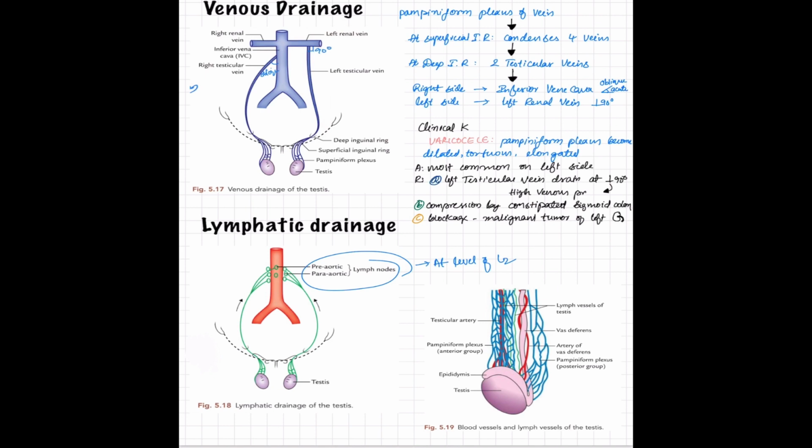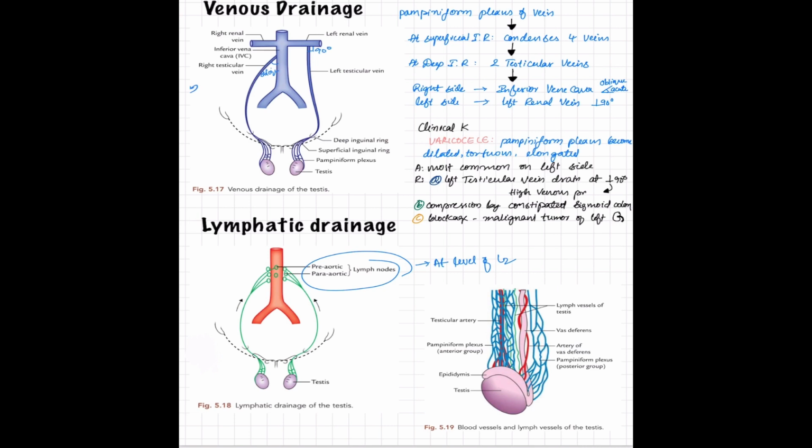What is important in this study is that we have to relate it to clinical knowledge. Clinically it is very important to know about varicocele. It means the pampiniform plexus becomes dilated, tortuous and elongated. In that condition we call it a varicocele. The reasons can be many. So remember varicocele: dilated, tortuous and elongated pampiniform plexus.